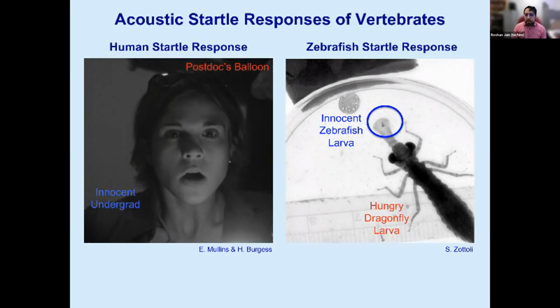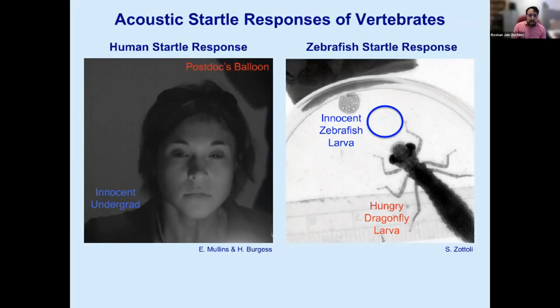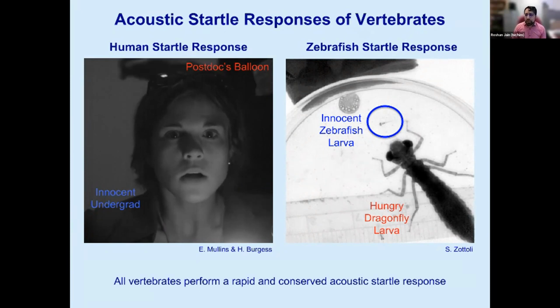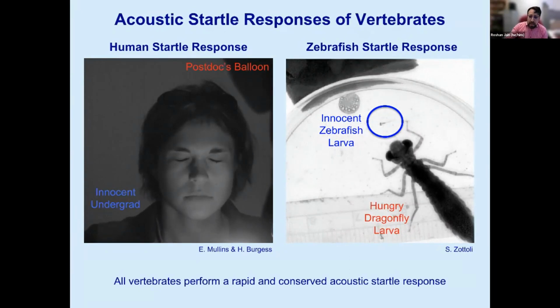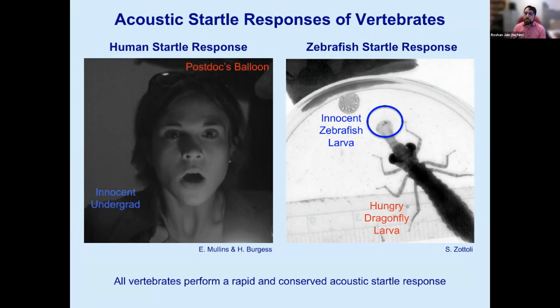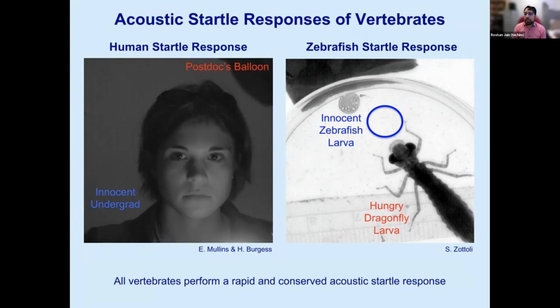And in all these cases, this is a very fast response. It's a protective response, and fish are often initiating their responses within milliseconds. And so all vertebrates are performing this rapid response, and it's conserved, although it looks somewhat different. It has analogous circuitry underlying it. And another reason that I've been interested in studying this behavior is that even this simple response can be modulated, and those modulations are shifted in a variety of neuropsychiatric conditions as well.